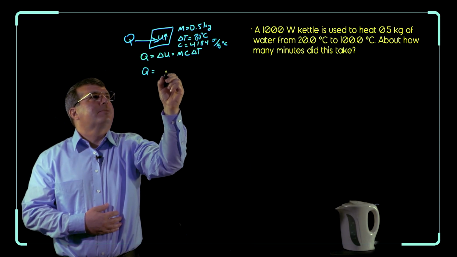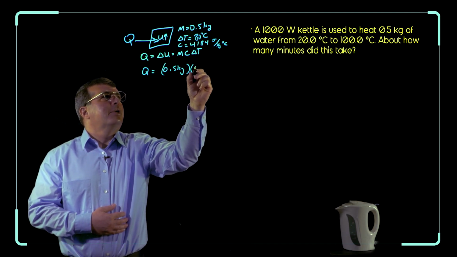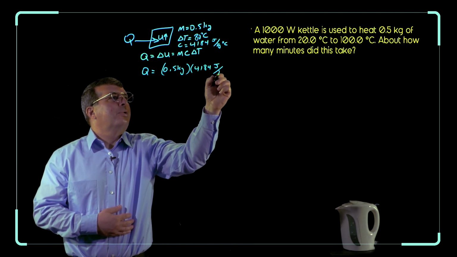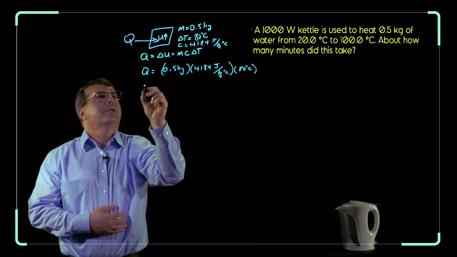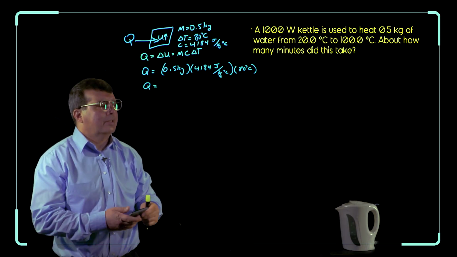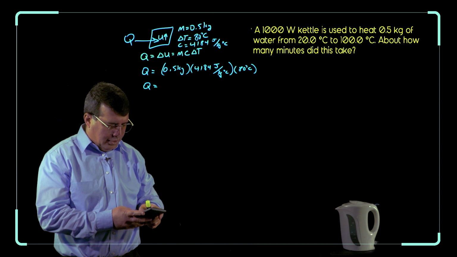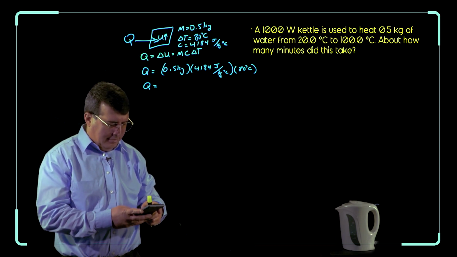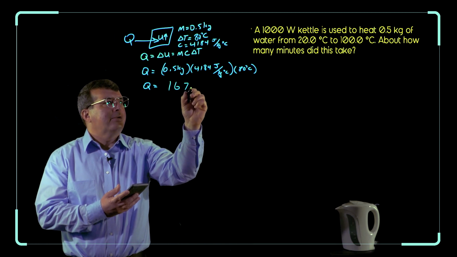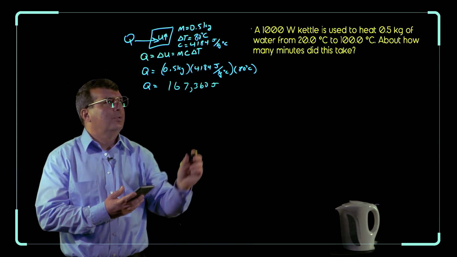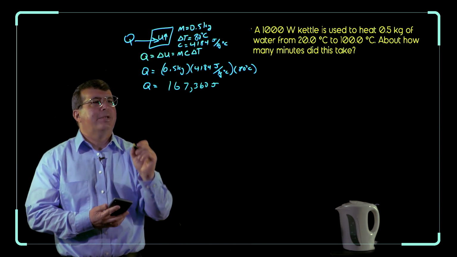So the heat is 0.5 kilograms times 4,184 joules per kilogram degrees Celsius times 80 degrees Celsius. So our heat is 0.5 times 4,184 times 80. That is 167,360 joules. Okay, so that is the heat that we need.